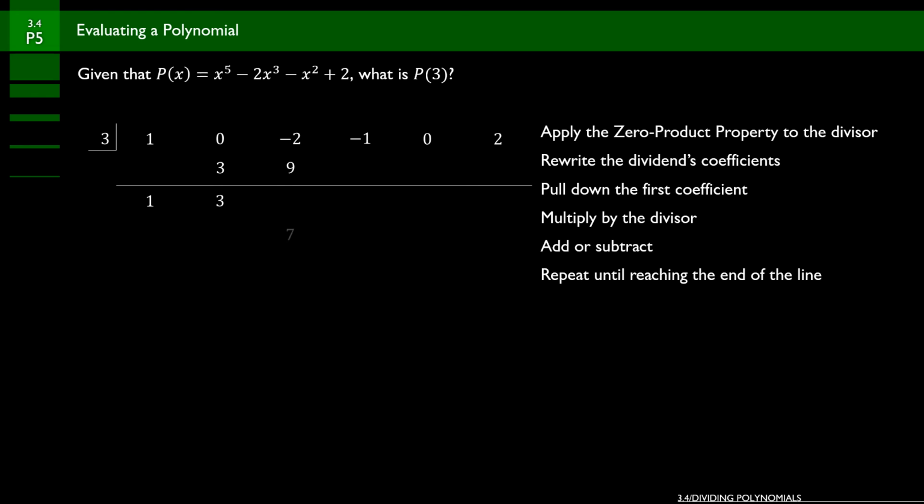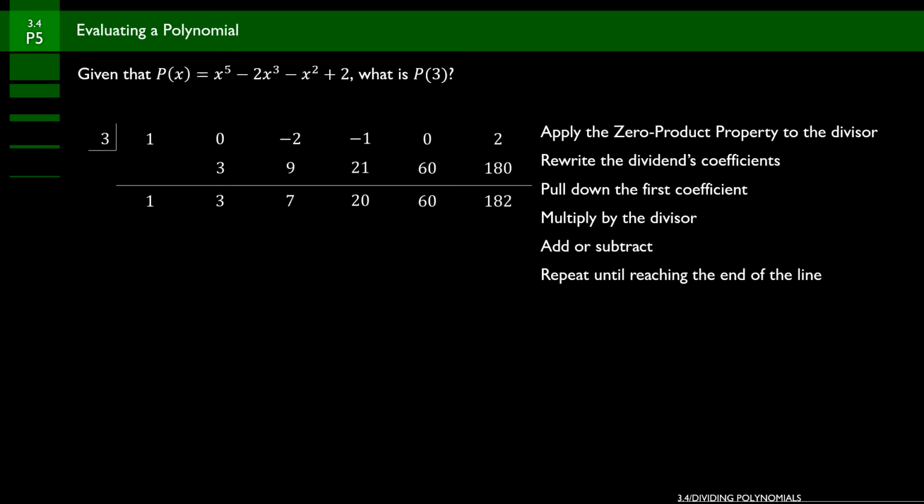Negative 2 plus 9 is 7. Multiply it. 3 times 7 is 21, diagonal that. Negative 1 plus 21 is 20. Multiply the 3 times 20, you get 60. Diagonal it. 0 plus 60 is 60. 3 times 60 is 180. Diagonal that. 2 plus 180 is 182.